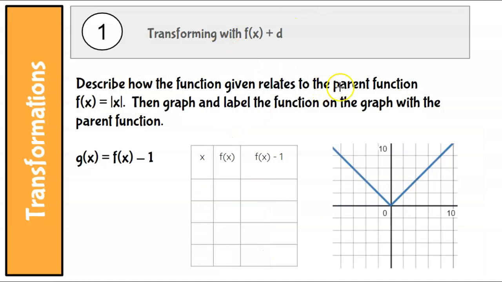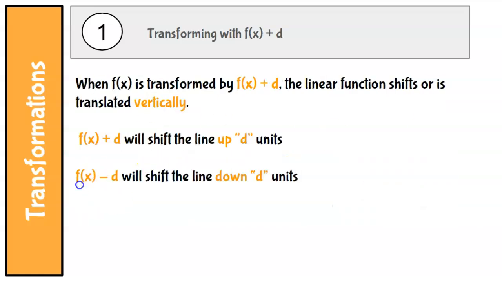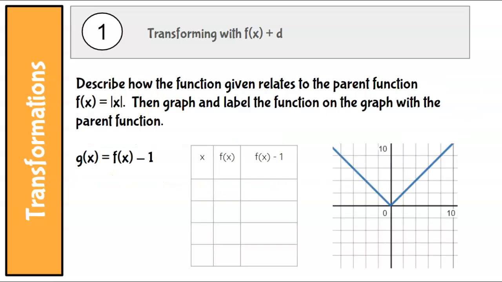Now we're going to do the parent function as f of x equals the absolute value of x. Then graph and label the function on the graph with the parent function. So this one says g of x, that's going to be our new graph, is f of x minus 1. So we know from before, if you didn't write this down, you should, that f of x minus d, if we're taking the outputs and we're subtracting d, it's going to shift the line down d units. So if I go back to here, I'm going to go down 1. And that's going to be my new graph.